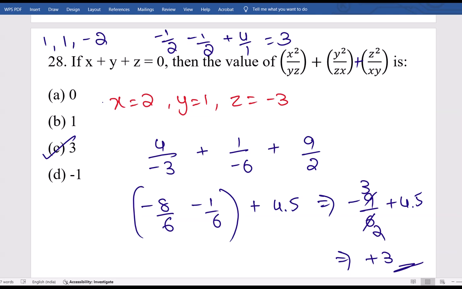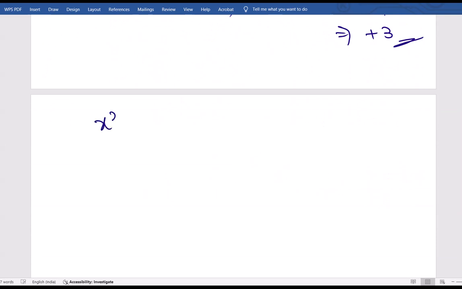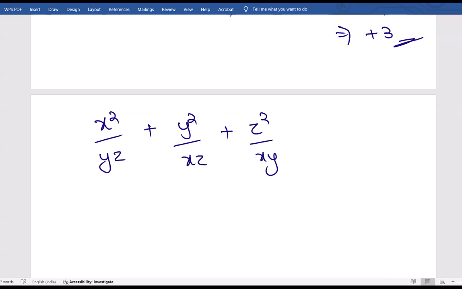So why all this? Can you do it directly? Yes, I'll show the direct method as well. But this is one way of assuming x, y, z, putting that in the expression and solving. Did you get 3 only with different values? What is the other way to solve this question directly? Listen, what can we do directly? x square divided by yz, y square divided by xz. Did you get all the answers as 3 only, taking x, y, z satisfying that the sum is equal to 0? Or see, you can do it like this.